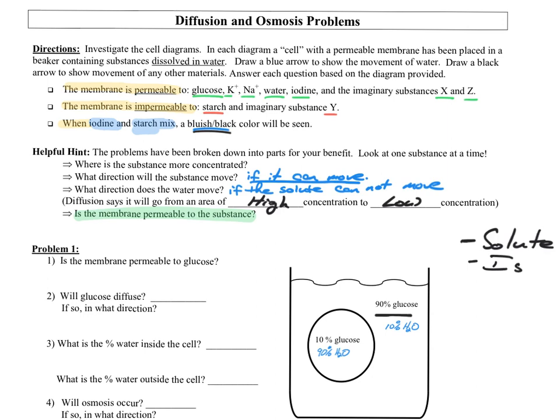And there's going to be some substances dissolved both inside the cell and outside the cell. And you're going to draw a blue arrow to show the movement of water, in which direction water moves, and draw a black arrow to show the movement of anything else that's happening. Answer each question based on the diagram that's provided.